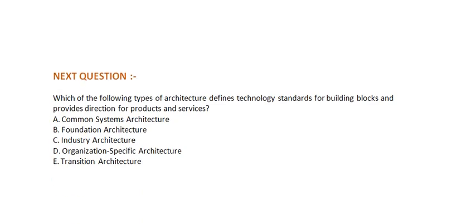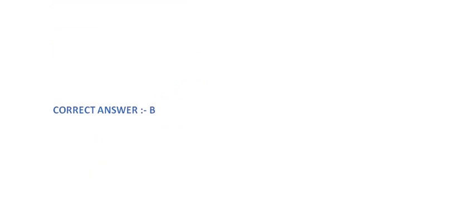Next question is: which of the following types of architecture defines technology standards for building blocks and provides direction for products and services? Option A: common systems architecture. Option B: foundation architecture. Option C: industry architecture. Option D: organization-specific architecture. And option E: transition architecture. The correct answer is option B.